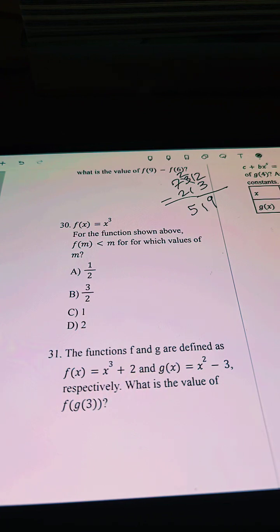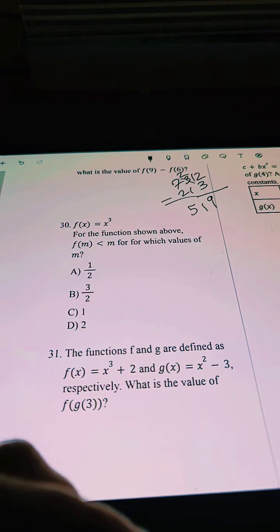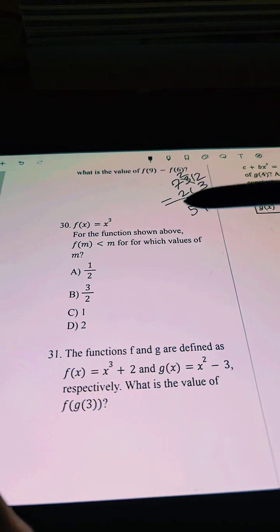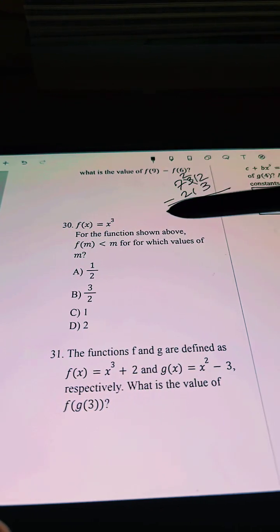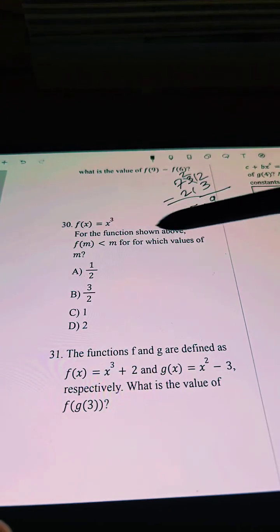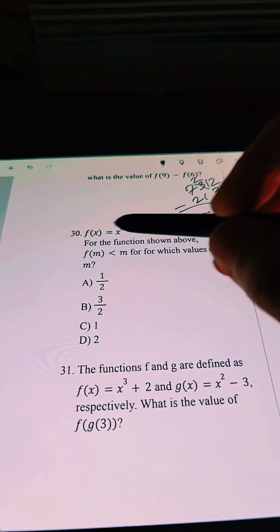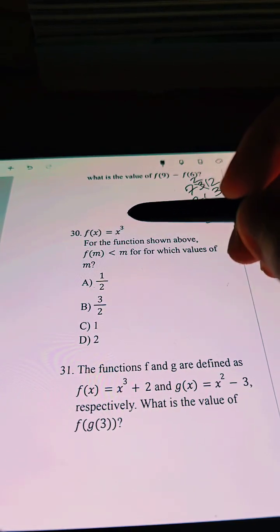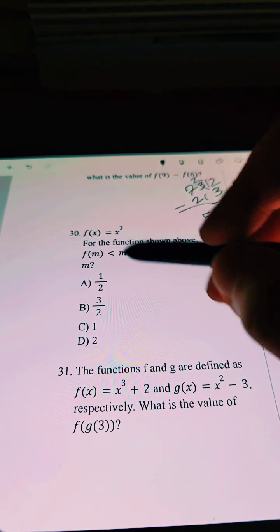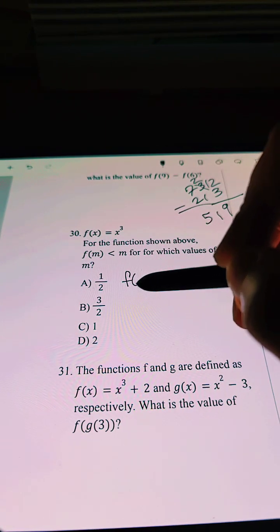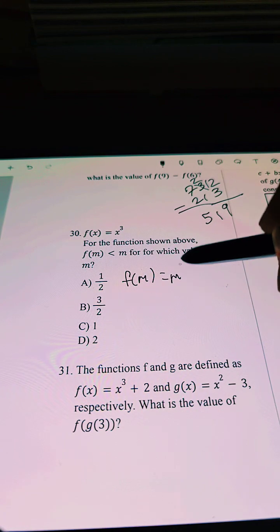No problem. Okay, so let's change the pencil. For number 30, we have f of x is equal to that. For the function shown above, f of m is less than m for which values of m? Okay, so f of m means that we're just replacing the x with m. So we're just going to do f of m is equal to m cubed.